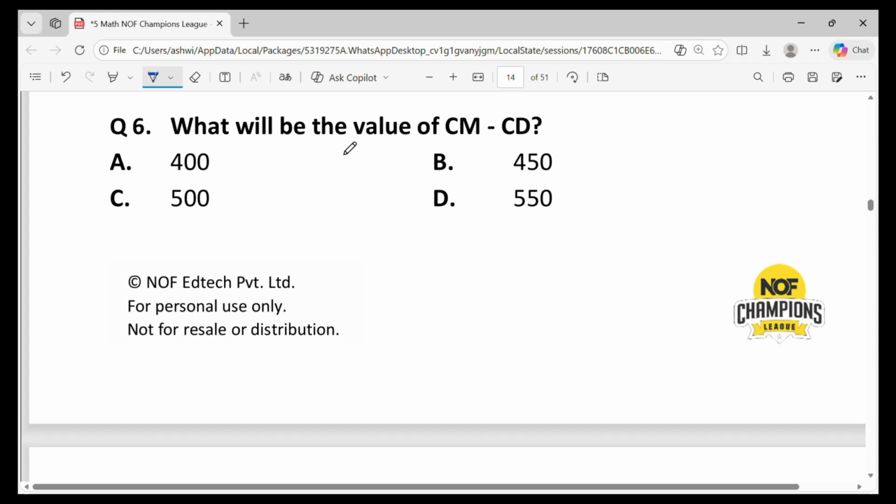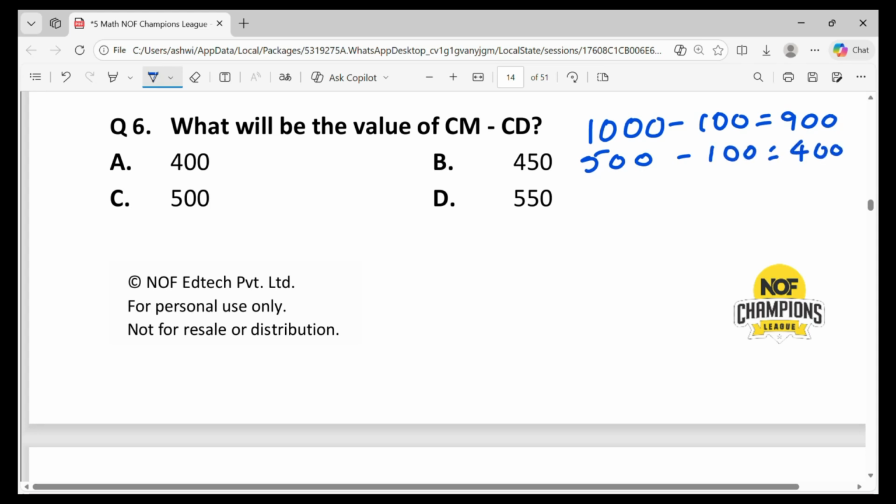Question 6. What will be the value of CM minus CD? CM represents 900, that is 1000 minus 100, and CD is 500 minus 100, that is equal to 400. So CM minus CD will be 900 minus 400, that is equal to 500. That is option C.